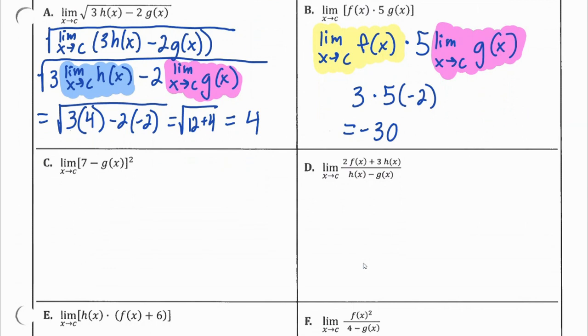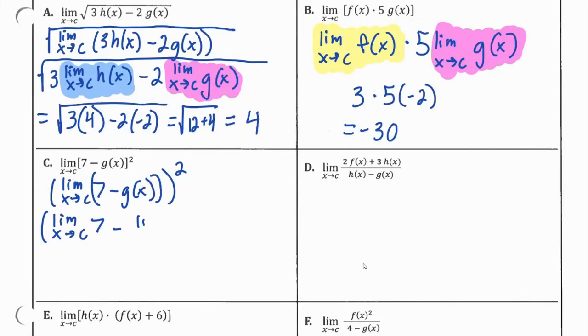Alrighty. Again, we can do this in pieces, or if you're really good, you can do it all in one step. I am going to take that 2 on the outside of the limit first. So I'd say the limit as x approaches c of 7 minus g of x. This whole thing, this whole limit is going to be squared. Excuse me. And then I can go ahead and separate this even further, right? I'm going to take the limit as x approaches c of 7 minus the limit as x approaches c of g of x. And again, that whole value, once I get it, is going to be squared.